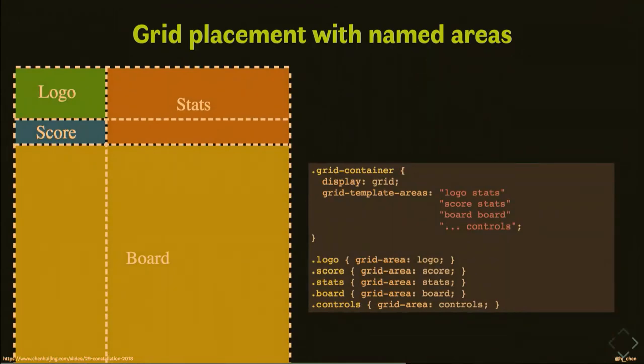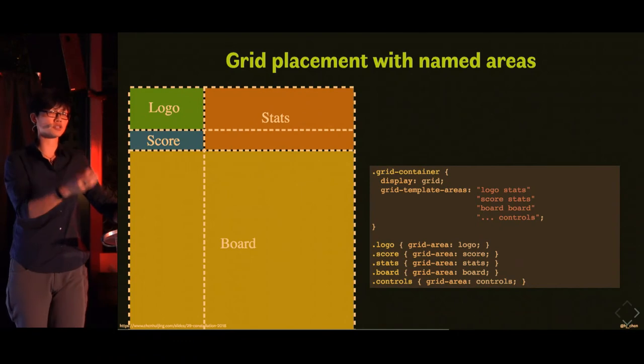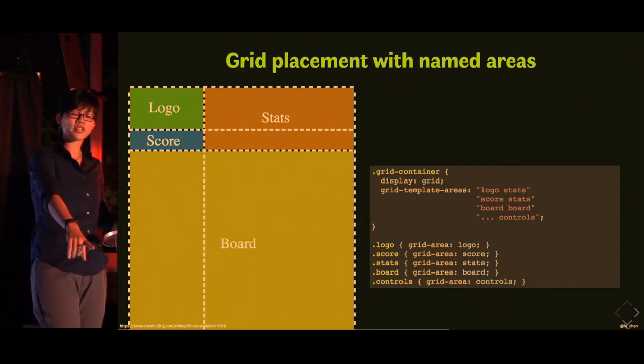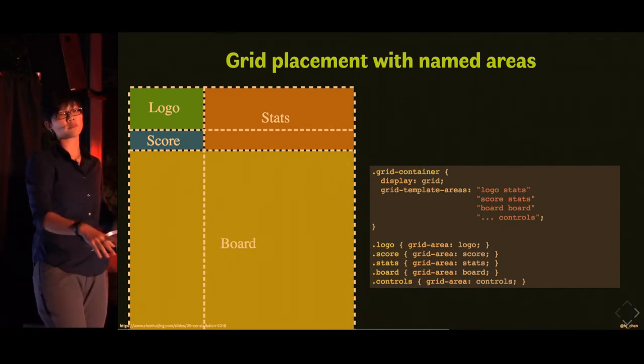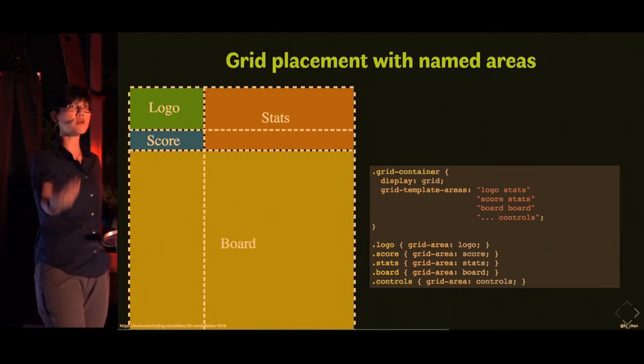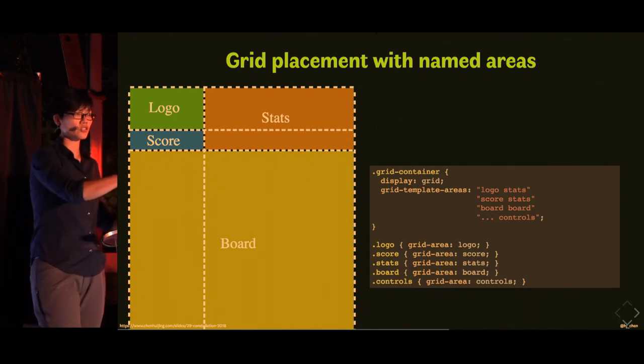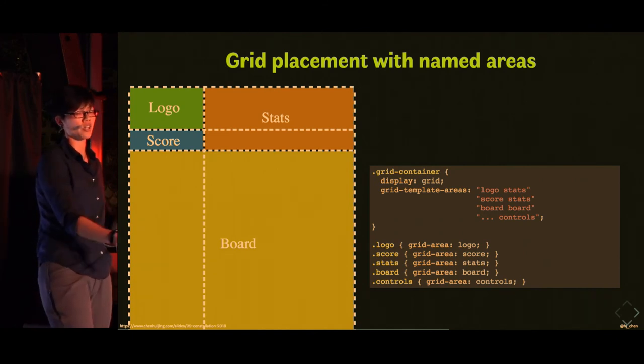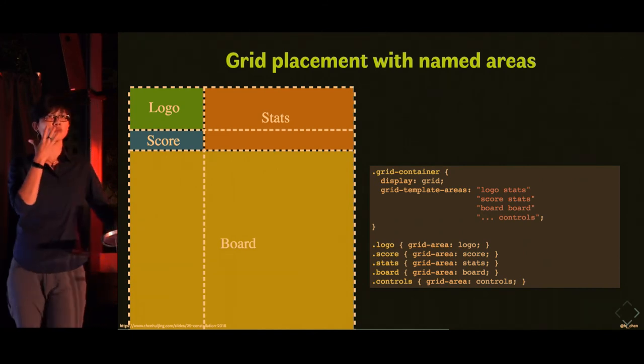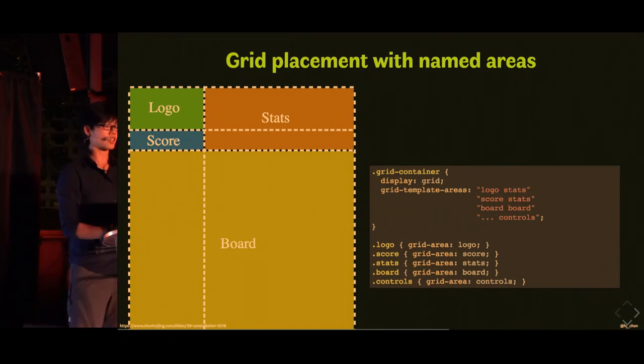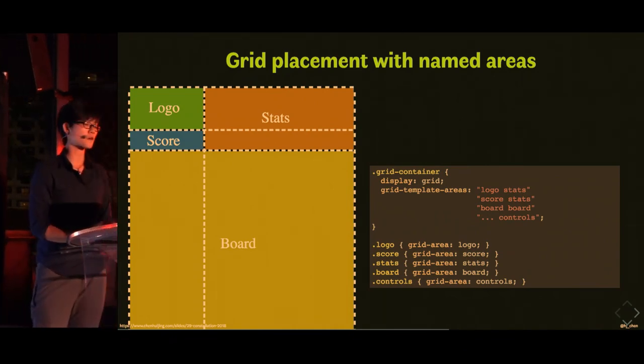So you can also place items in your grid by naming the areas that they're supposed to go. If you look at the code here, you have something called grid template areas, which essentially mirror what you see in your actual design. The code looks exactly like how it would appear on your design, and this makes it a lot more visual and easy to understand if you're writing CSS Grid code.